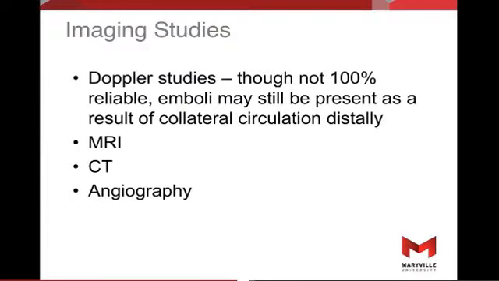Imaging that you'd want to do for a patient, and I wouldn't do this for a patient if they were borderline, I would do your moderate to severe patients, is Doppler studies. Though not 100% reliable, emboli may still be present as the result is collateral circulatory dystole. You can get an MRI, a CT, and then angiography as well.